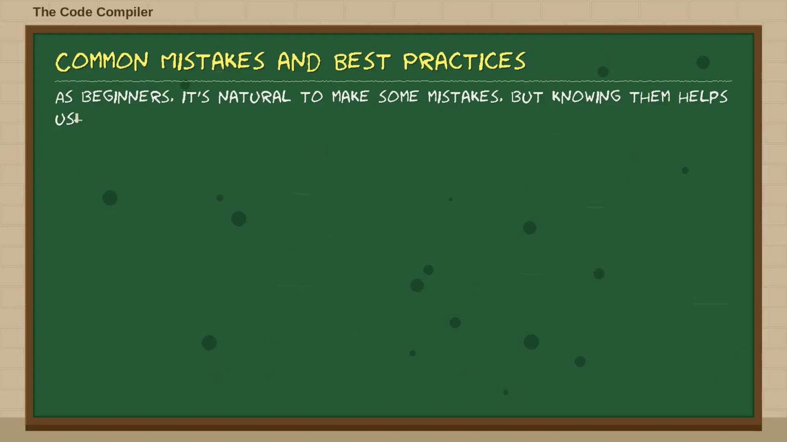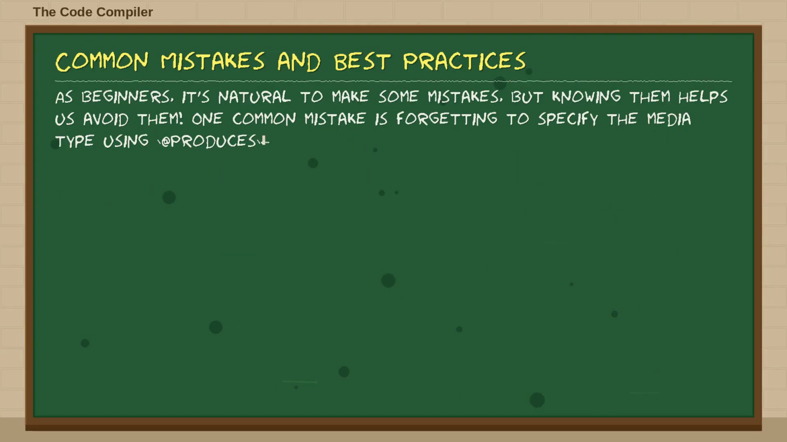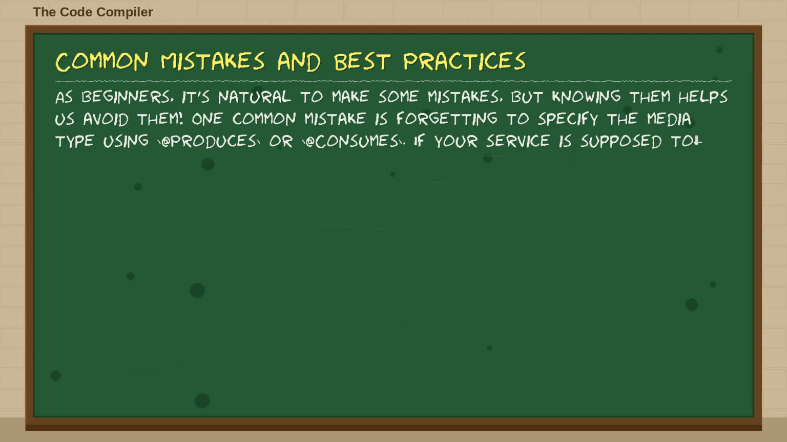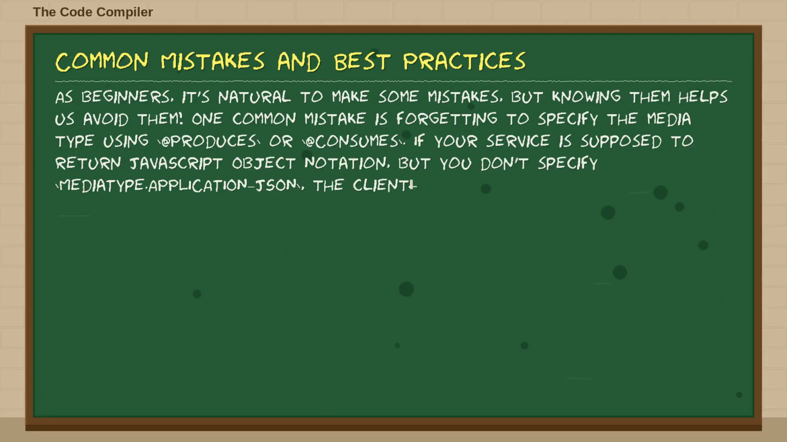As beginners, it's natural to make some mistakes, but knowing them helps us avoid them. One common mistake is forgetting to specify the media type using @Produces or @Consumes. If your service is supposed to return JavaScript object notation, but you don't specify MediaType.APPLICATION_JSON, the client might not understand the response.